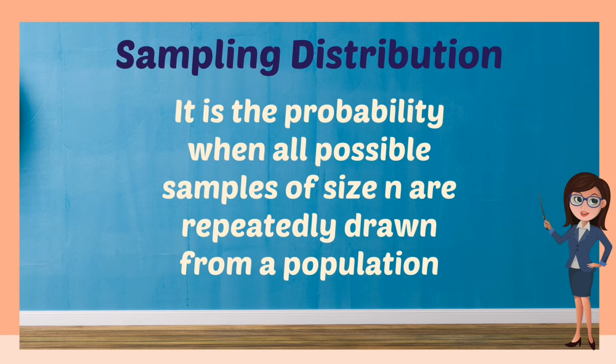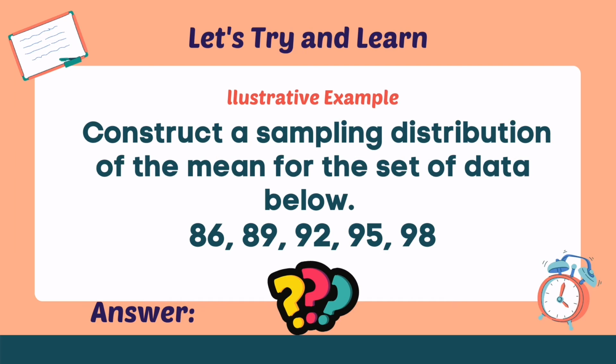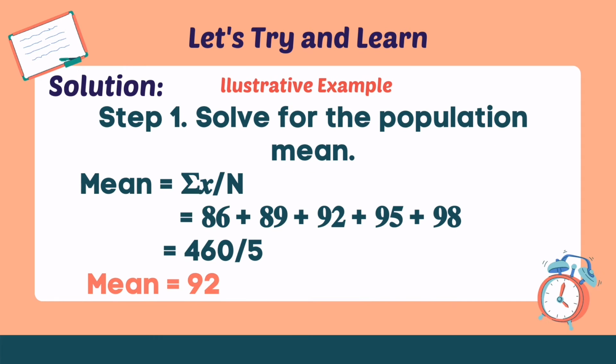After determining the sample size, we can now proceed to the sampling distribution. It is a probability distribution when all possible samples of size n are repeatedly drawn from a population. Are you ready now? Let us try and learn this sample. Construct a sampling distribution of the mean for the set of data below: 86, 89, 92, 95, and 98. Let us follow the steps.